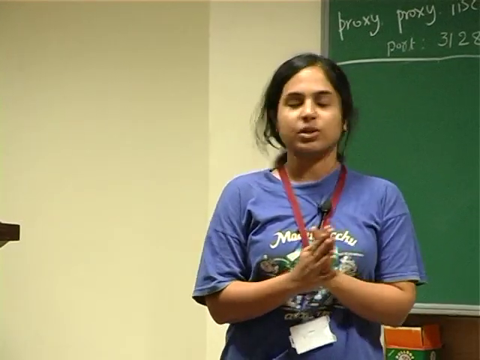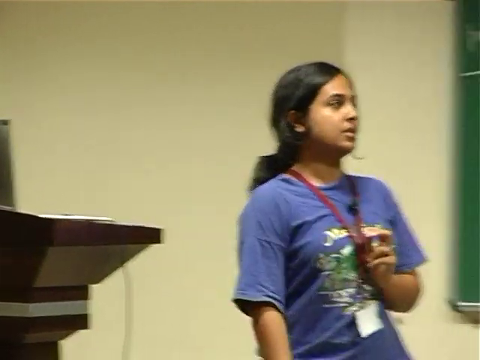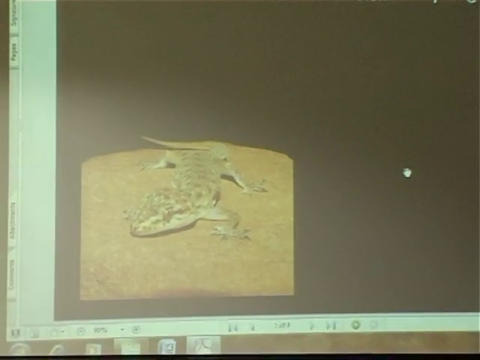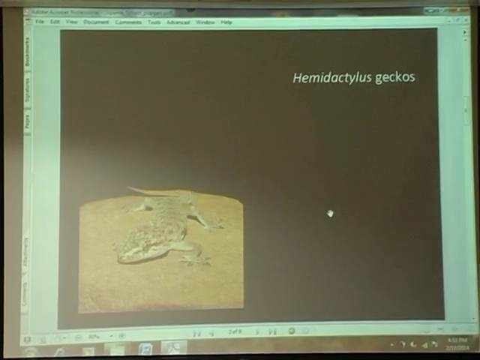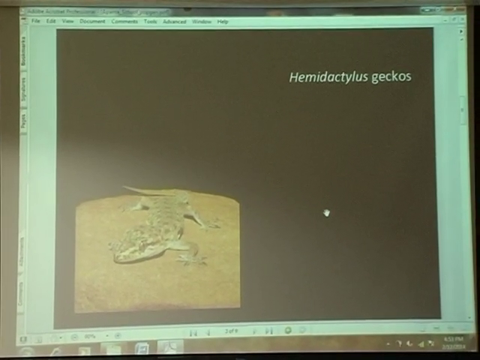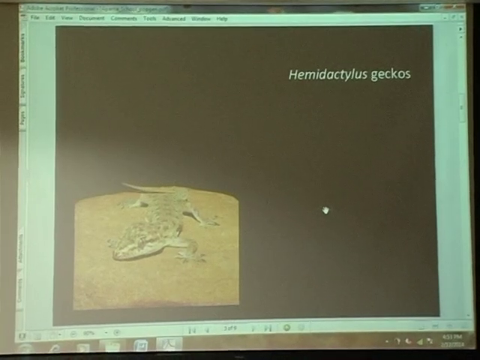And I have a very short presentation because I have not started my work yet. So I'm just going to present my hypothesis. I'm broadly interested in systematics and historical biogeography, and in particular lizards. The system that I'm studying is Hemidactylus geckos, and geckos mainly because it's really easy to get permits in India because nobody cares about them much.